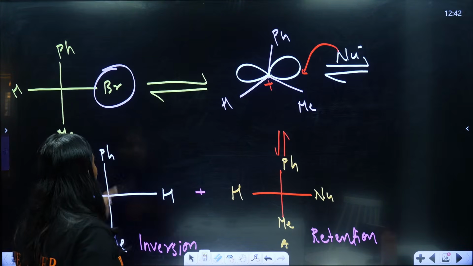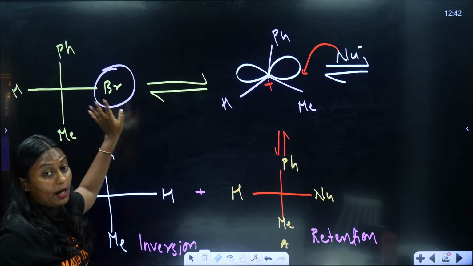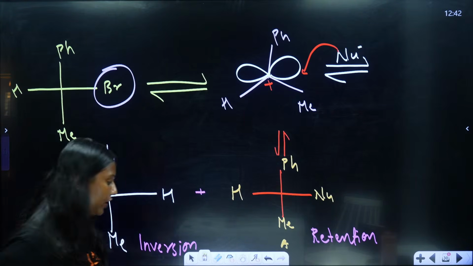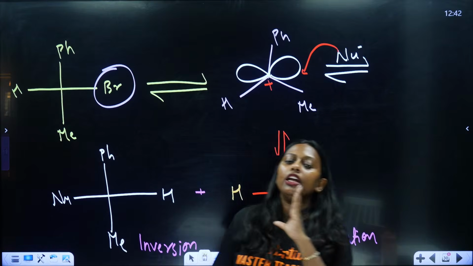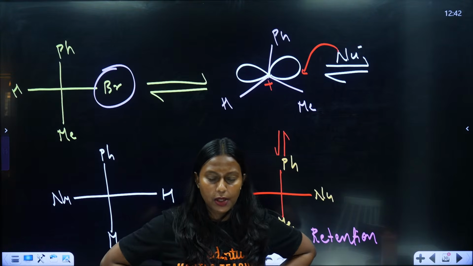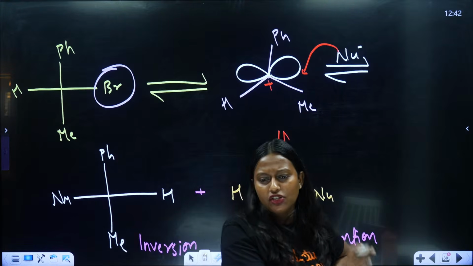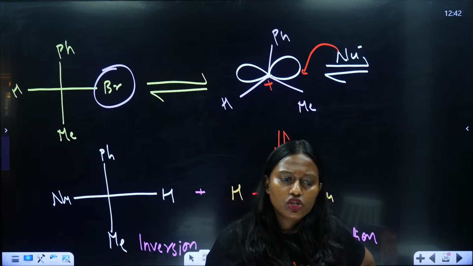Before that I just want to add one more point. Normally we will think retention you will get 50%, inversion also you will get 50%.